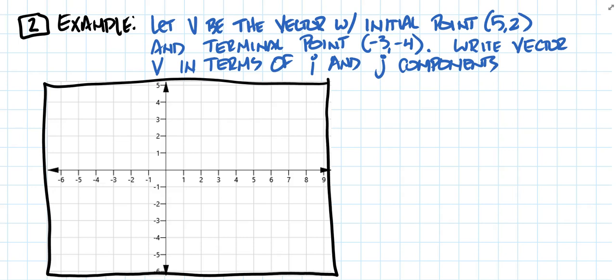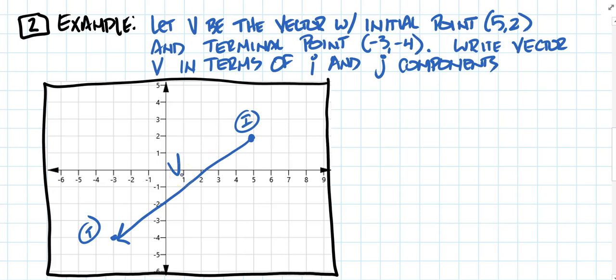Okay, box 2 is another example of the same concept, just presented in a different way. Let's say that vector v has an initial point at 5, 2. So I'll do that for you. I'll go 5, 2. And let's say it has a terminal point at negative 3, negative 4. So I'll go negative 3, negative 4. So this is my initial point, and this is my terminal point. I can mark that with an I and a T if I wanted to remind myself of which way it was going. And this is called vector v.